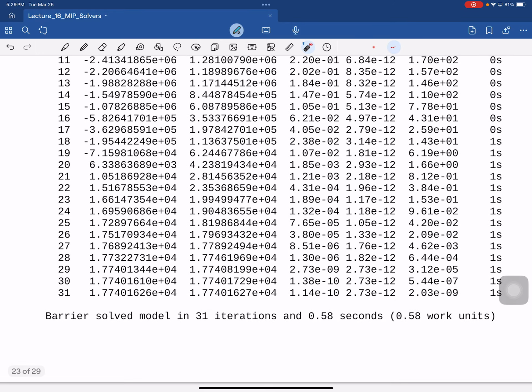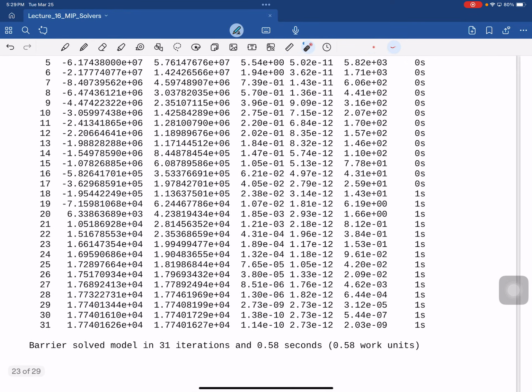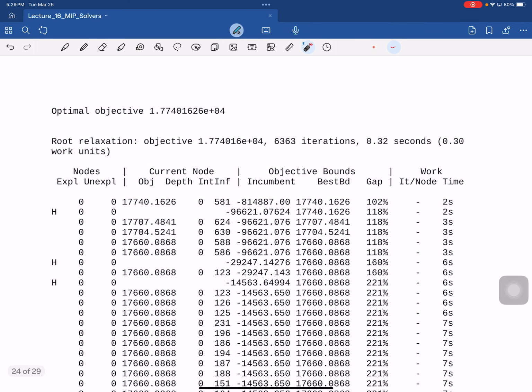Okay, now it says the barrier solves the problem in 31 iterations. Now the root node relaxation has been solved, right? So after the root node relaxation has been solved, it will give you the objective value of the root node relaxation. That's something to check as well, right? Because the root node relaxation can tell you whether this problem has good relaxation or not.